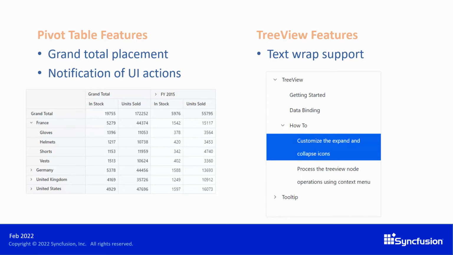And next to the tree view component, text wrap support has been added. With this support, the tree view text node content will get wrapped onto the next line whenever it exceeds the width of the tree view node. So that's all the updates about features added to Essential JS2 components in this volume for 2021 release.